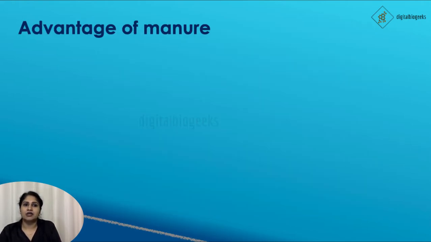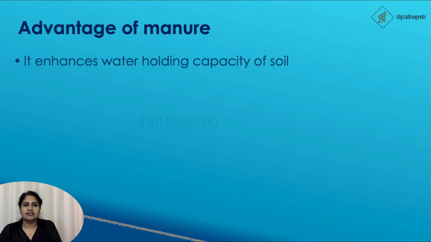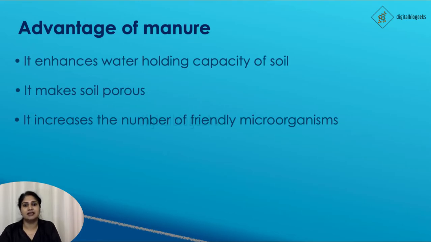Let's see what are the advantages of manure. It enhances water holding capacity of soil as humus has the capacity to hold water. It makes soil porous. As the soil microorganisms take the nutrients from the manure, their waste will cause some gaps in the soil particles. This will increase the aeration in the soil. It increases the number of friendly microorganisms. Texture of soil improves. The earthworms will mix the manure with the soil, thus the texture of soil improves.